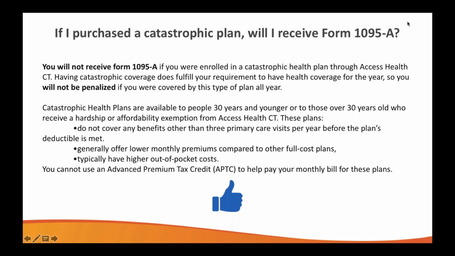And again, catastrophic plans are available 30 years and younger. 30 years and older, they could have a hardship or affordability exemption from Access Health. They do not cover any benefits other than 3 primary care visits per year before the plan's deductible is met. Generally offer lower monthly premiums compared to other full cost plans. Their premium is generally very low, and then their deductible is also very high. Typically, they have higher out-of-pocket costs. You cannot use an advanced premium tax credit to help pay your monthly bill for these plans.